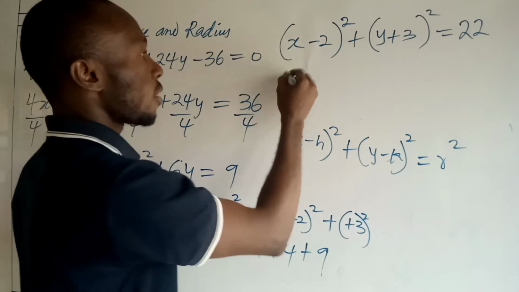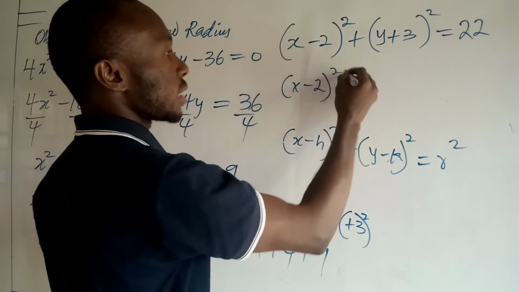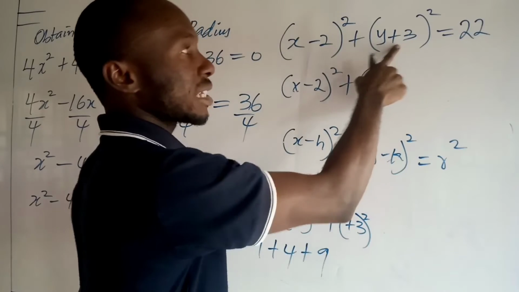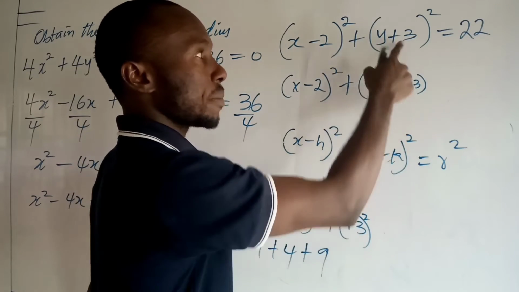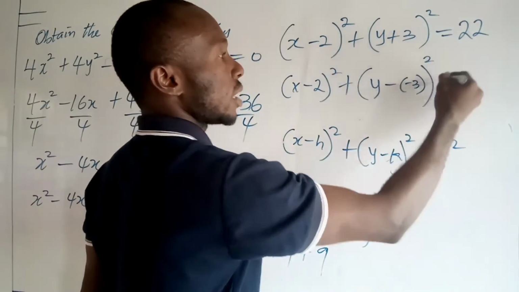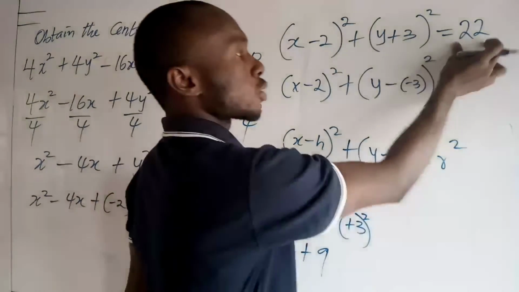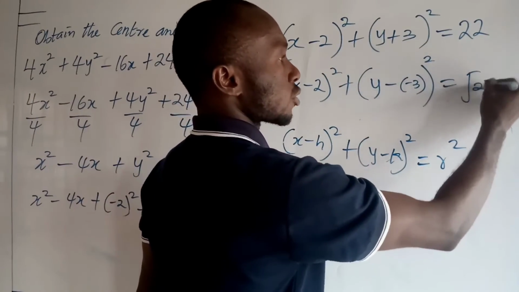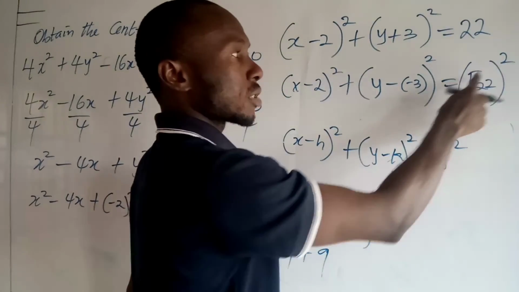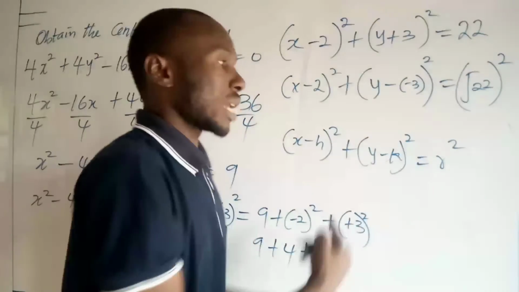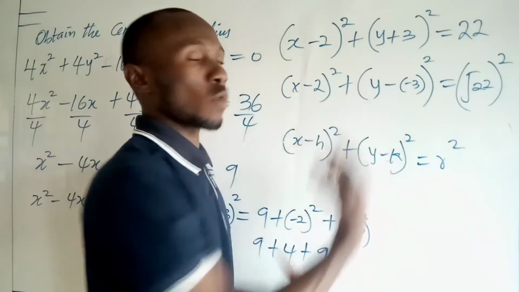So this is going to become (x minus 2) all squared plus (y, I can write this plus 3 as minus minus 3, because it's the same as plus) all squared, equal to, I can also write 22 as the square root of 22, all squared. See that? Because the square is going to cancel out the root, you're left with 22. So that is how to write these in their square format.